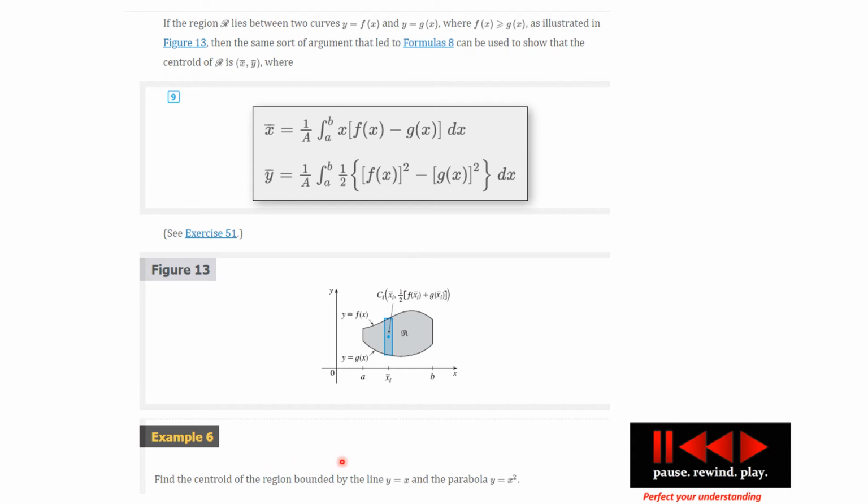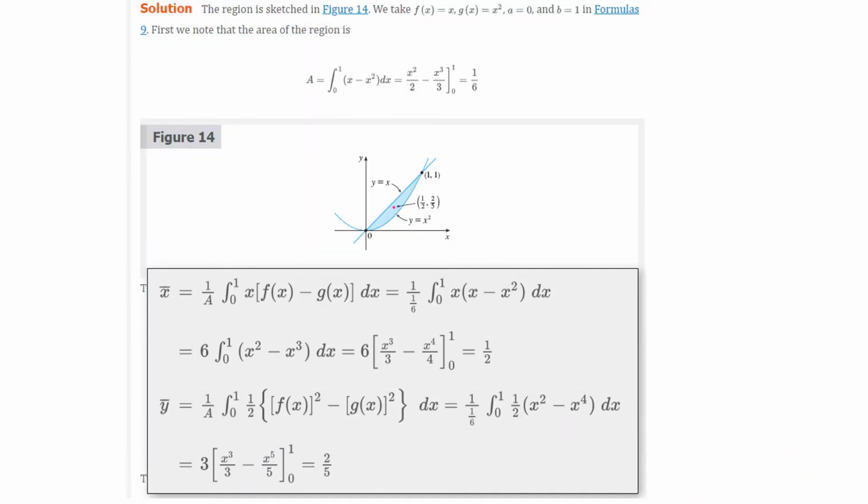Find the centroid of the region bounded by the line y equals x and the parabola y equals x squared. You know what to do. Let's see how you did. Okay, this is the picture that we had before.